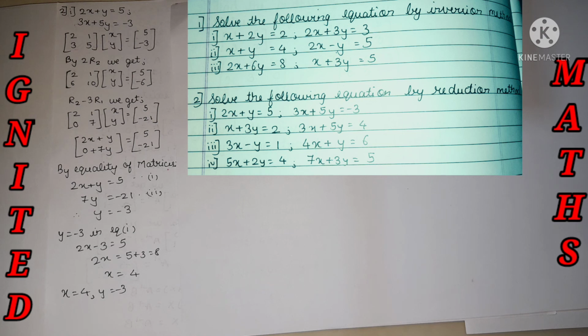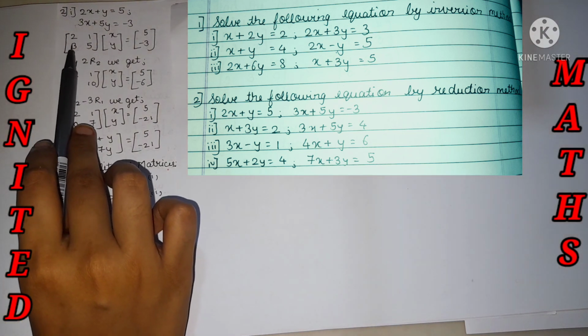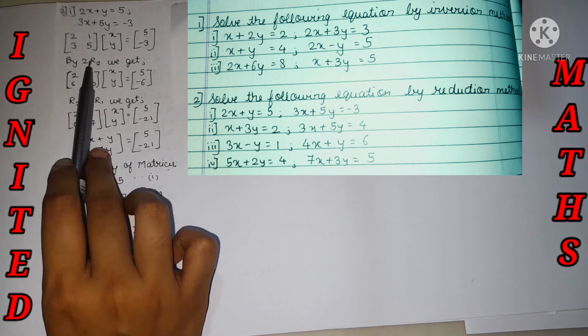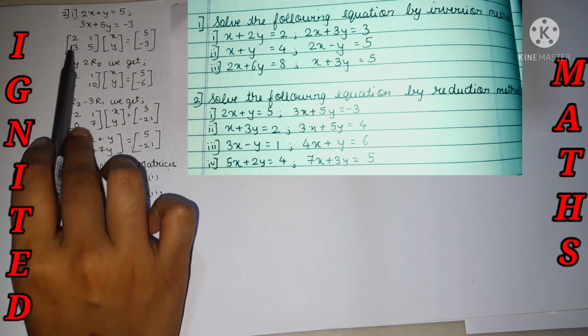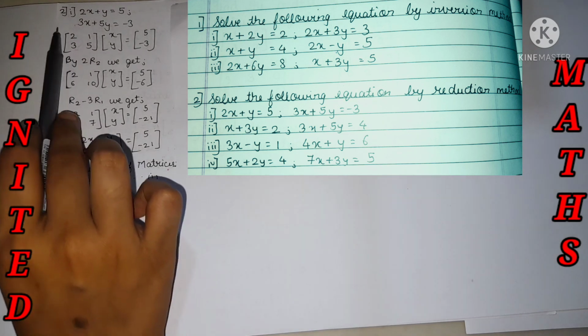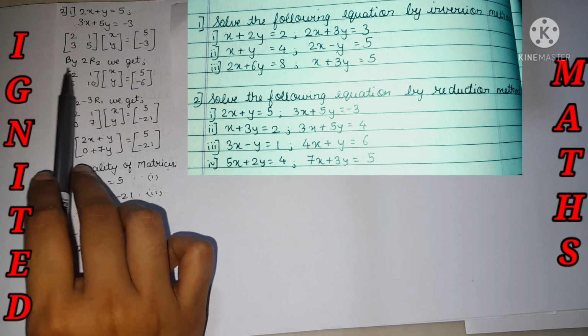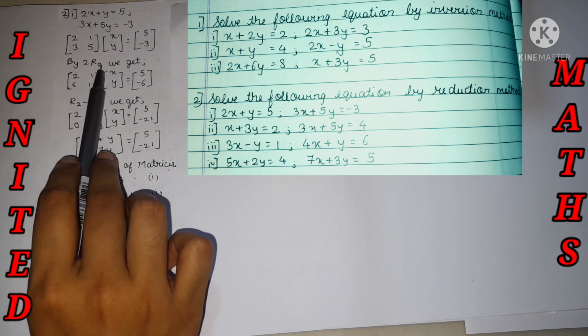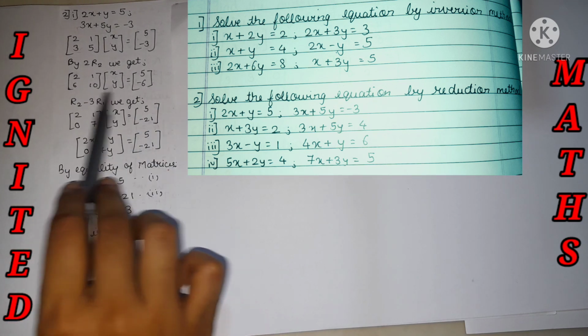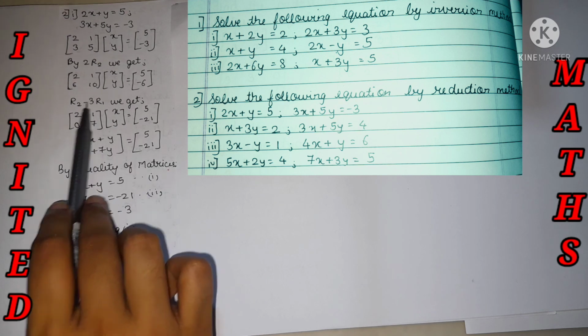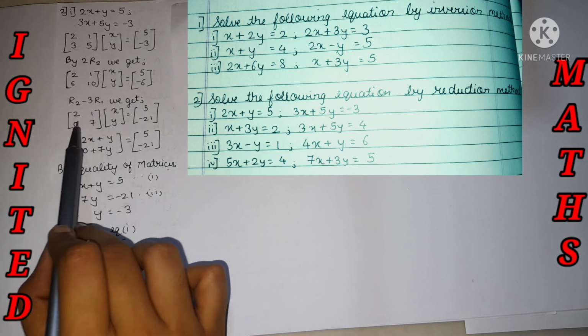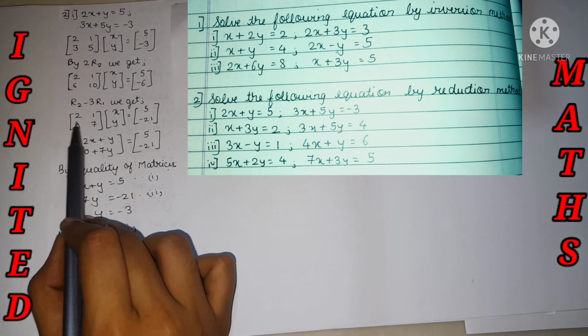Like over here, 3 is there. So can we do the transformation R2? Over here it will become 6 and we can subtract it. For that purpose I have done the transformation R2 → R2 minus 3R1. By doing the transformation I just brought this element to 0.